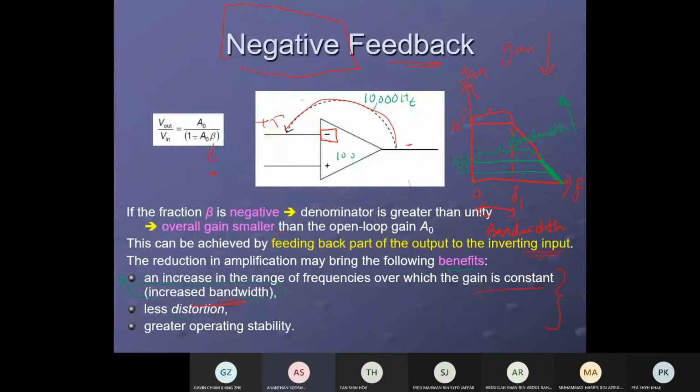10,000 hertz is the bandwidth. The opera singer suddenly goes to 12,000 hertz, the frequency she produced. So what happened? The gain, which is normally 100, is very loud in the hall, everyone listening, she's singing at 100. Suddenly she raised the pitch to 12,000. What happened? The gain dropped to maybe 50. Suddenly, the loudness becomes only 50 times.